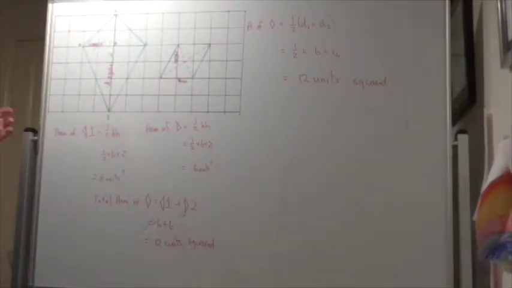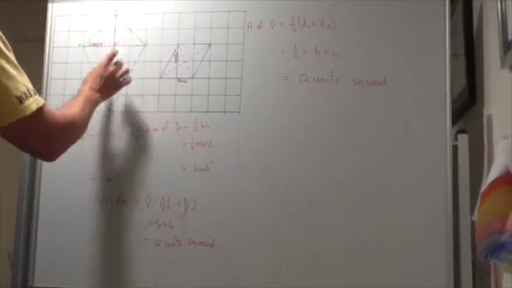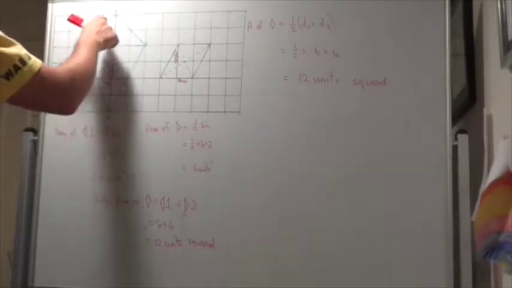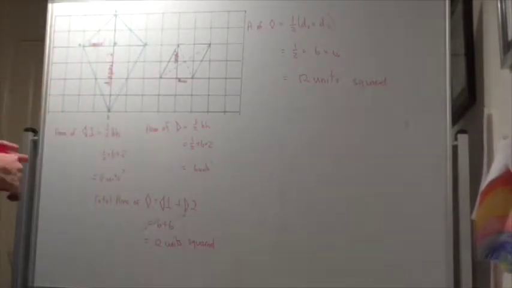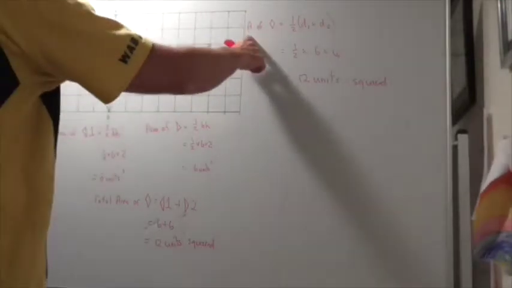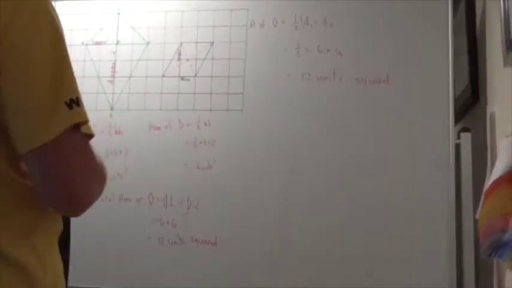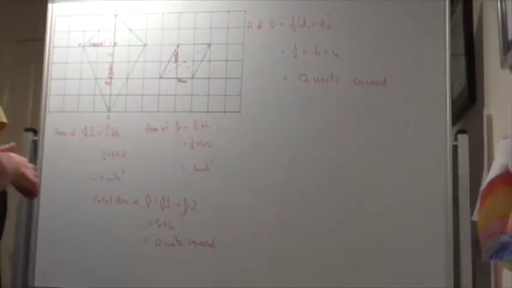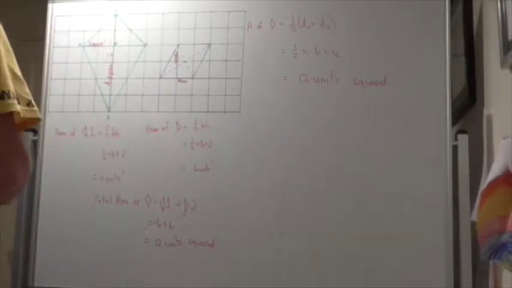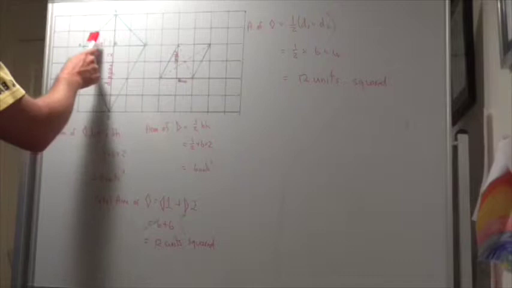So what we need to see is we've got two triangles. We've actually got four triangles, but we're just going to look at two. And what I've done here is shown how the area of a kite is half of d1 times d2, and that's the formula for finding the area of a kite. I've done that by adding the area of the two triangles.